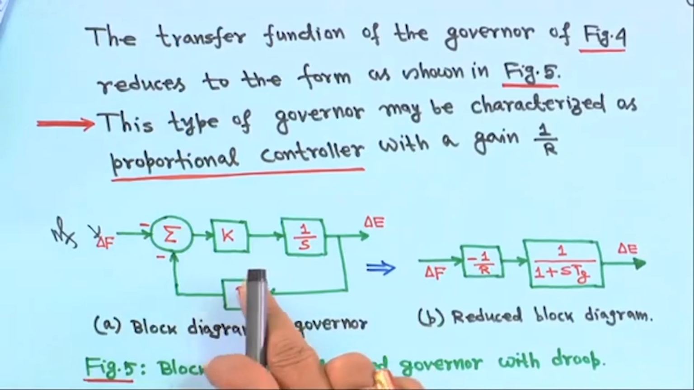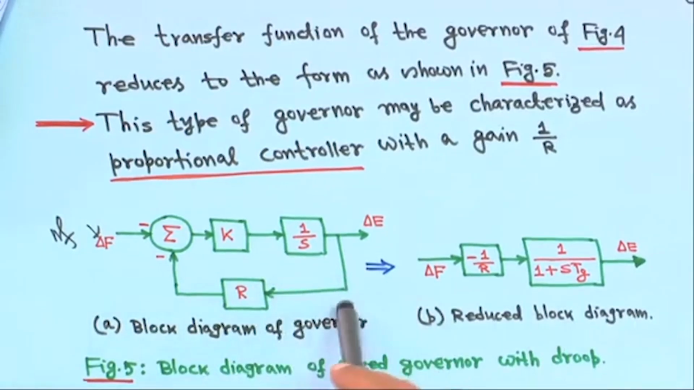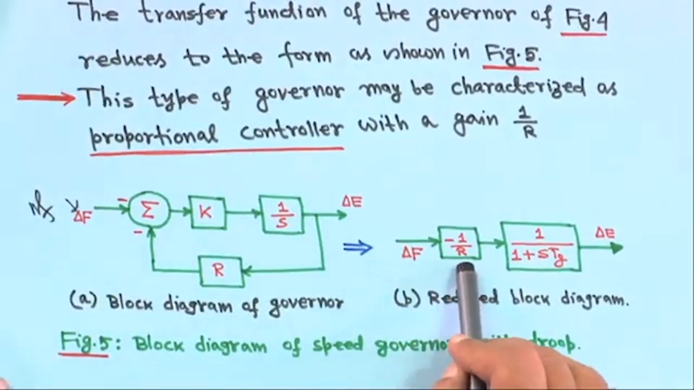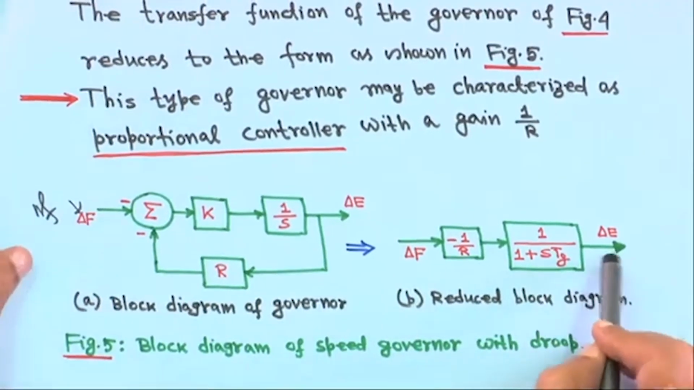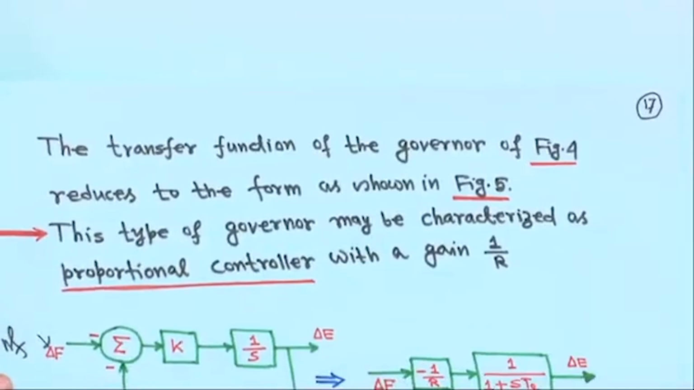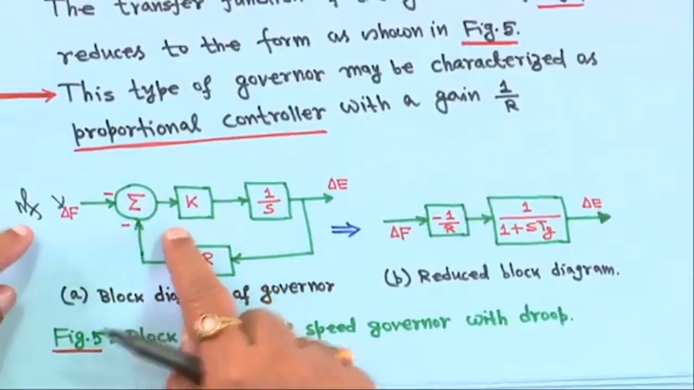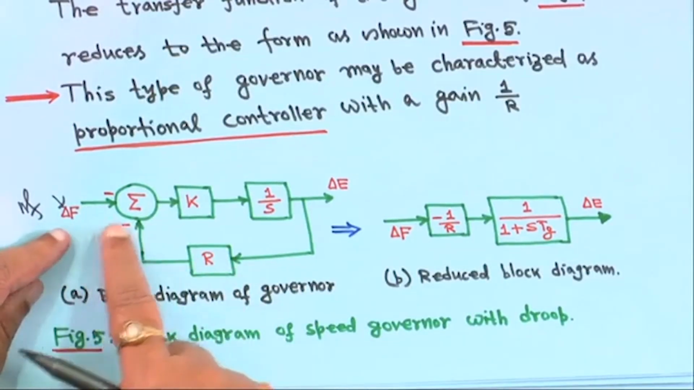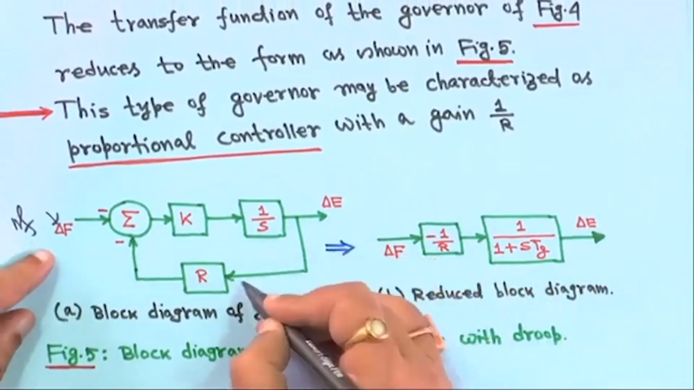So, if you try to take the reduced block diagram, here I have written that it is delta F, then minus 1 upon R. If you reduce it, it will be 1 upon 1 plus S T G, and this is delta E. How are things coming? Just look into this. Suppose this is the block diagram, and this is minus delta F, this is minus R. So, it will be basically minus delta F plus R into K by S, right. Here delta E is also there.